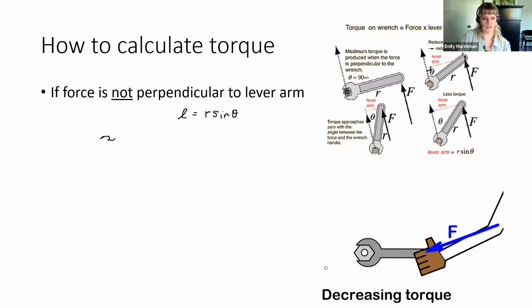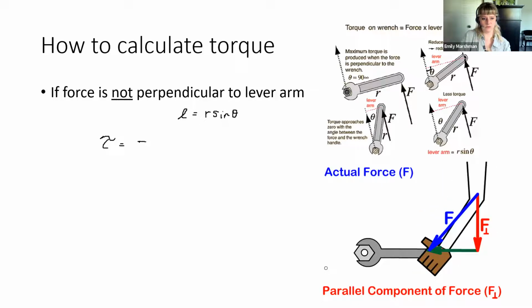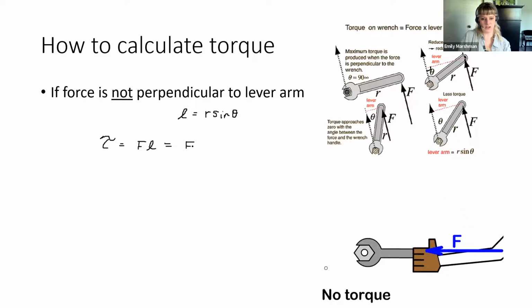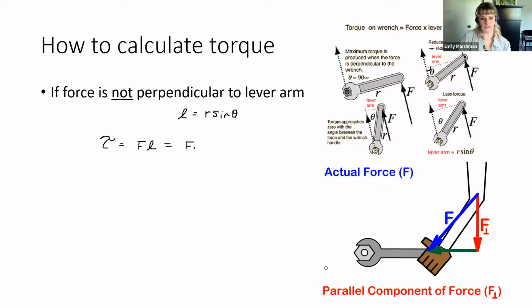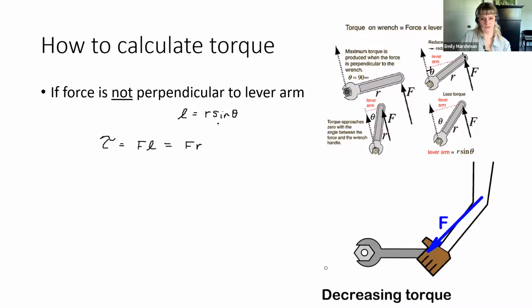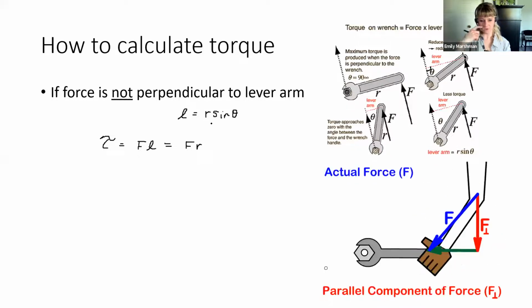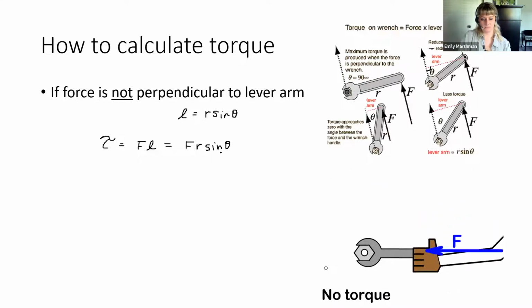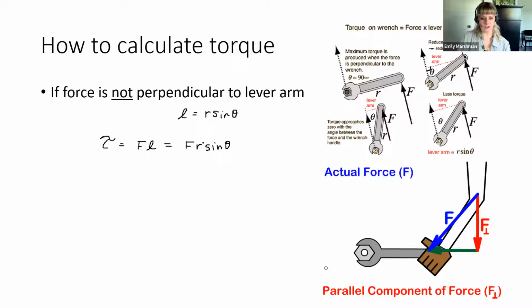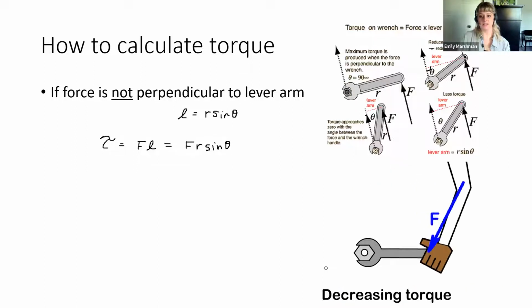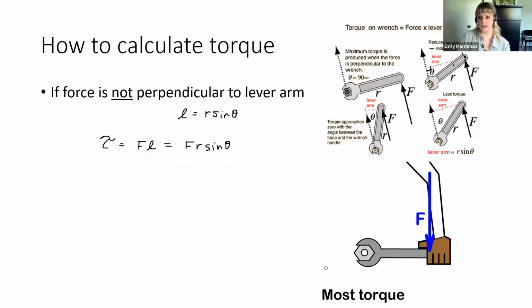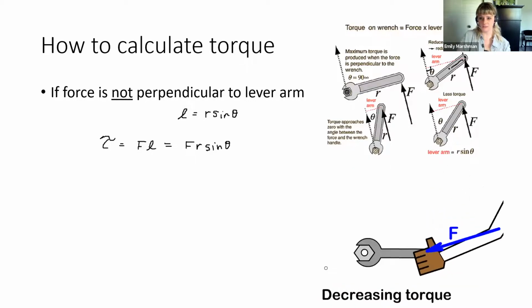And so the torque here, remember, torque is force times lever arm. In this case, it's going to be force times the length of the wrench, which is R, multiplied by sine of theta. You can also think of R, the length of R, as the distance from the axis of rotation out to where the force is being applied, right here.